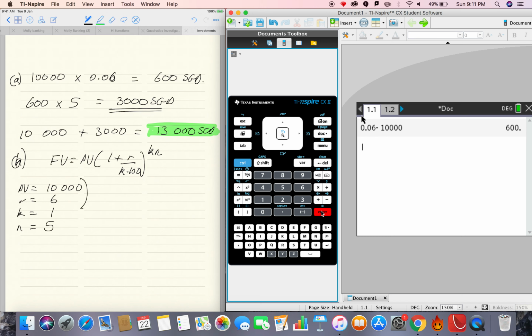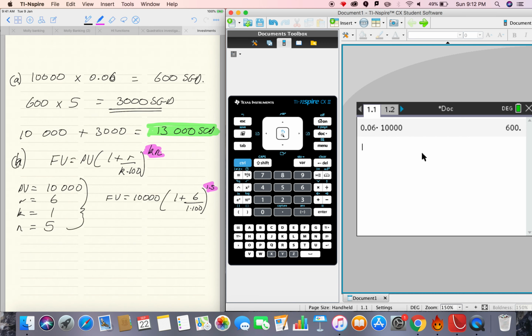Okay, so if you substitute all of that into the formula, you have final value is 10,000, open bracket, 1 plus 6 over, well, 1 times 100, all to the exponent of K times N, 1 times 5. So this little bit at the top here, you should always identify it as how many times you are going to get paid interest. And of course, if it's just once per year for 5 years, then it's 5 interest payments. So think of that as how many interest payments you're going to receive. So therefore, let's just whip to the calculator, and we'll type in exactly what we can see here.